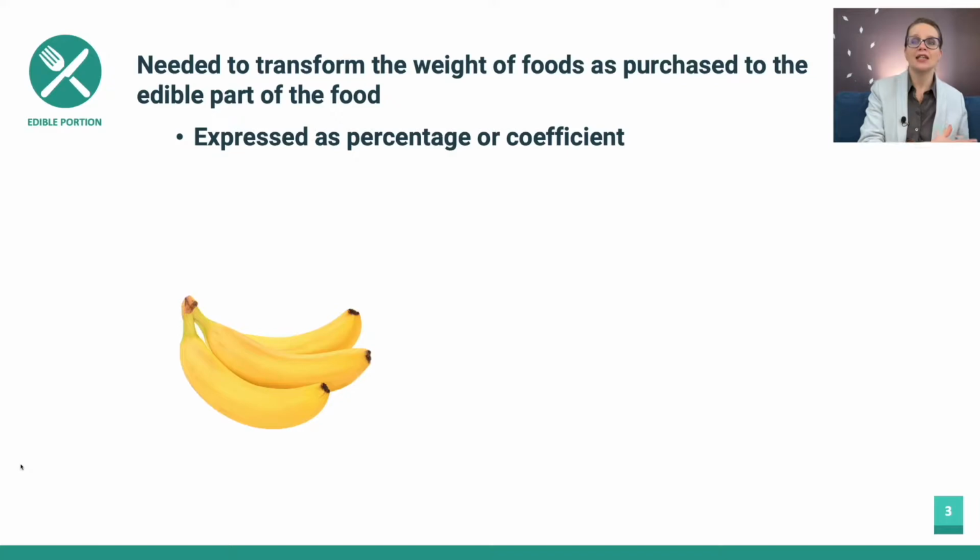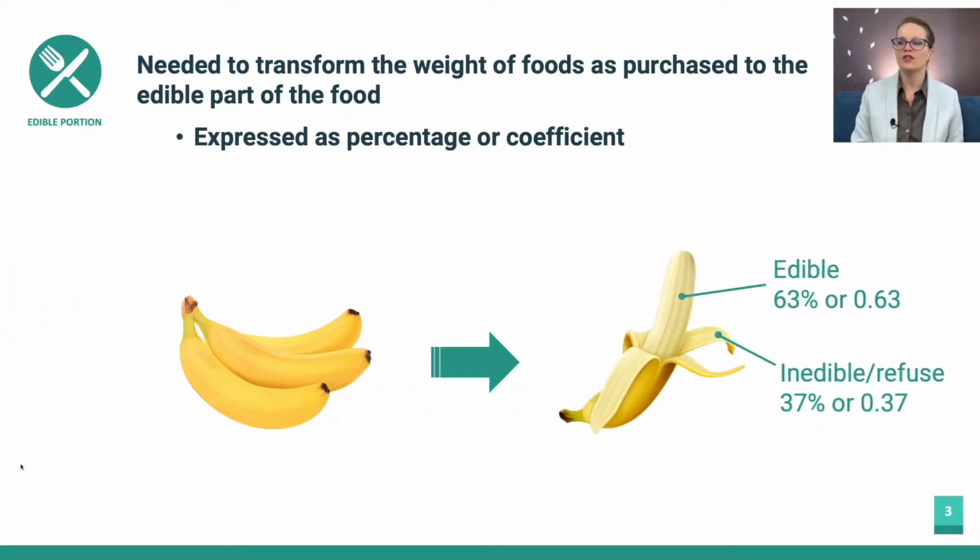So, as I mentioned, the edible portion is needed to transform the weight of foods as purchased to the edible part of the food. Usually in food composition tables, these values can be expressed either as a coefficient or a percentage of the food. So let's take banana as an example. Here we have the banana, how it is purchased in the supermarket, so including both edible and inedible part. If we go to a food composition table and we have this information of either the edible or the inedible part, we will see the data as I'm presenting here.